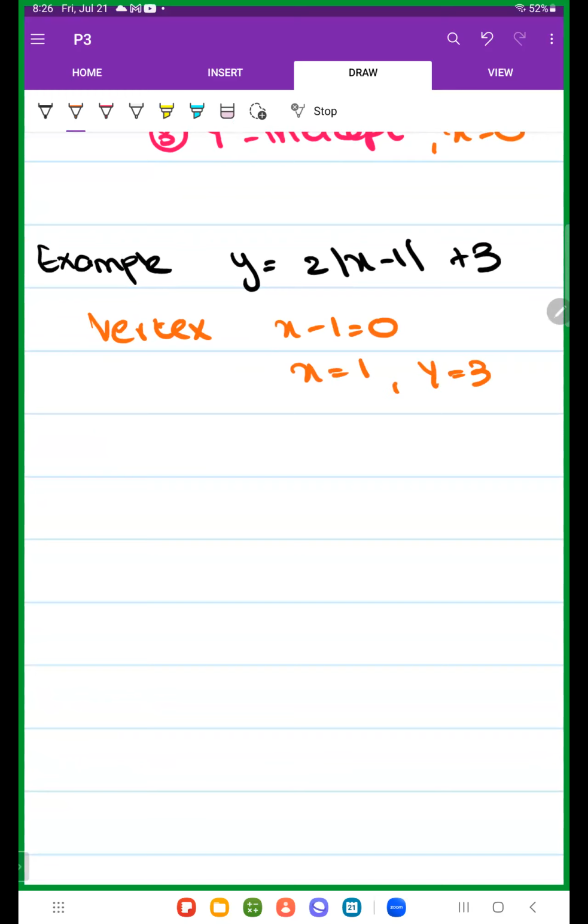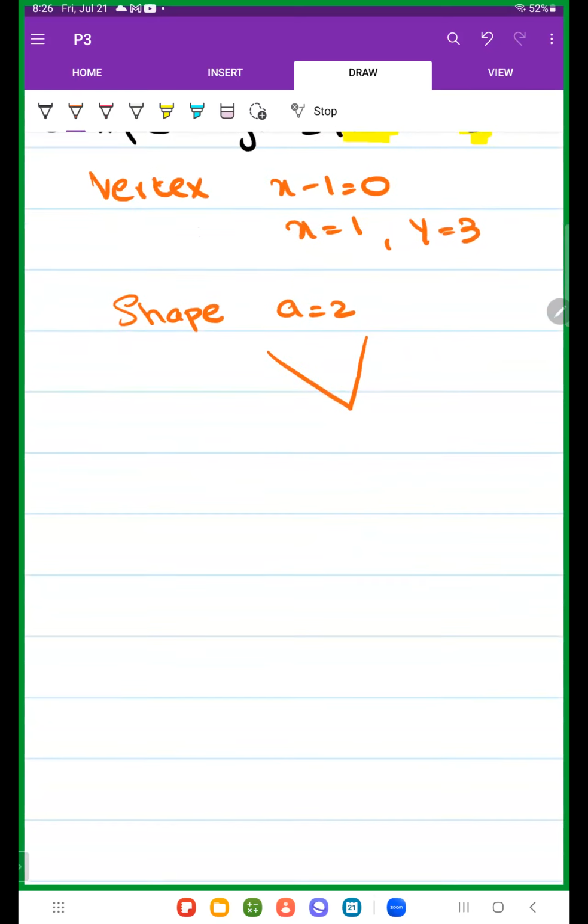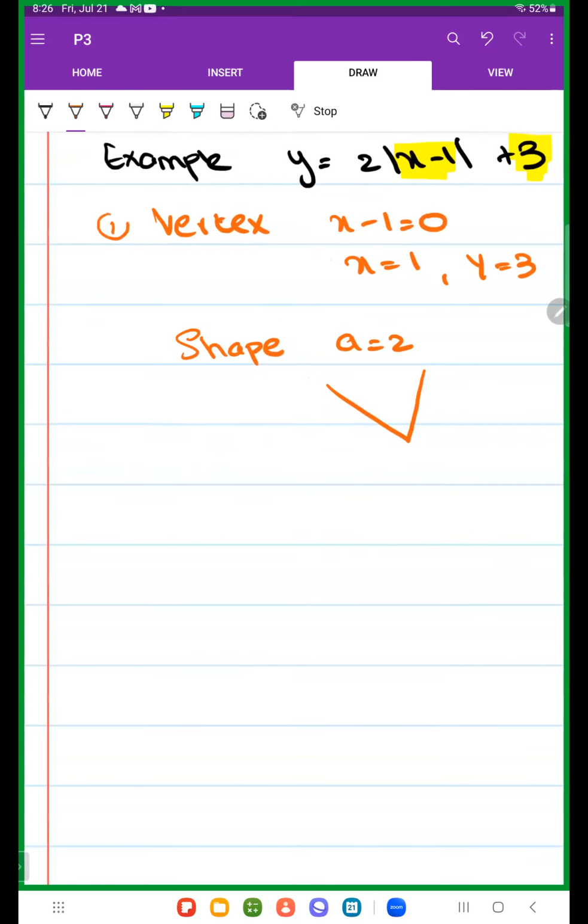This is the y and x minus 1 is my x value for the vertex. What will be my shape? It's positive, so a is 2. So it will be this. All right. Let's calculate the y-intercept. This was the first thing we required. This was the second thing. What is the third thing?